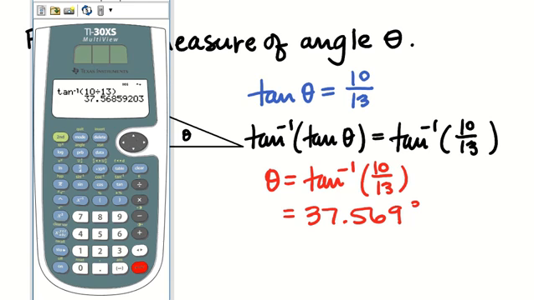Okay, so what I did, started with tangent, right? Said the tangent is 10 over 13. You can see that from the diagram. And then I did the same thing to both sides. I took the inverse tangent of both sides of that equation. Right? This algebra class, you got to be fair to both sides of the equation by doing the same thing to both sides. So I took inverse tangent of both sides. Inverse tangent of tangent theta is just theta. And so theta is inverse tangent of 10 over 13. Go to the calculator for that. You get 37.569 degrees.